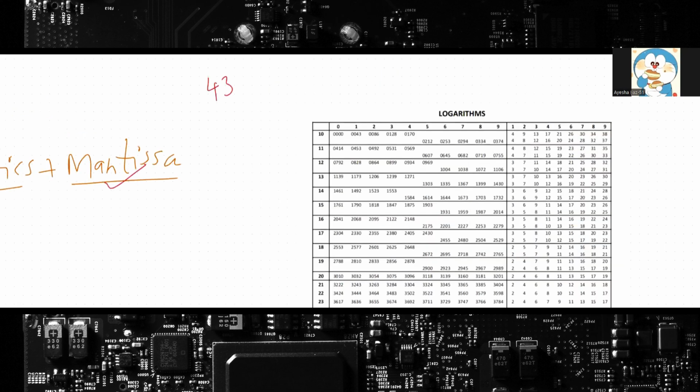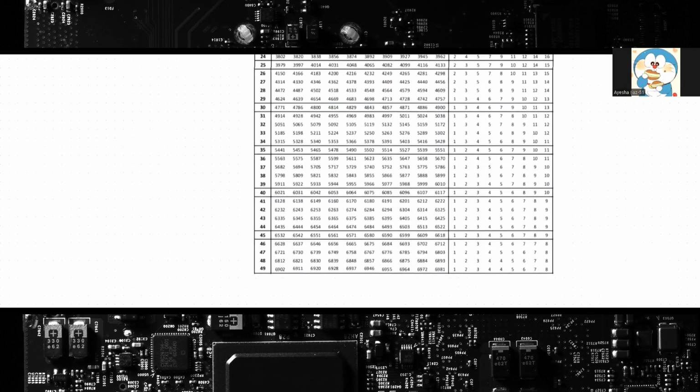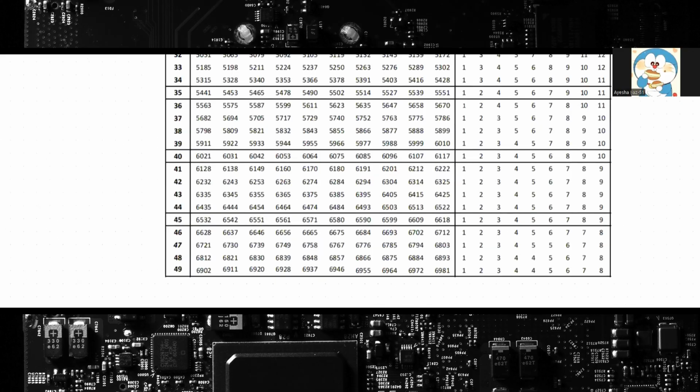The first two digits of the number you are interested in will lie in the first column. Here 43 is given, so just find where 43 is in this column. Let me scroll down and you'll see this is 43, right? Now after 43 there is no number, so we can consider it as 0.